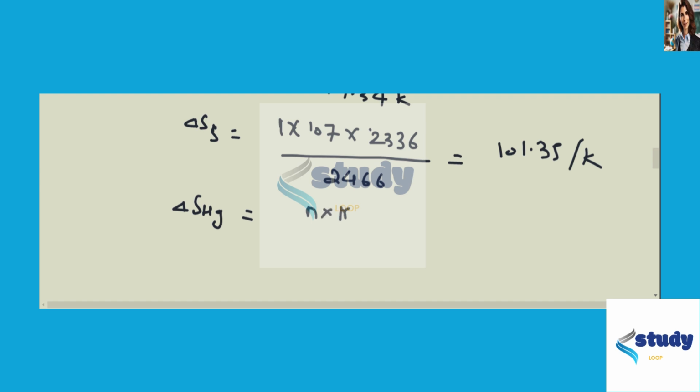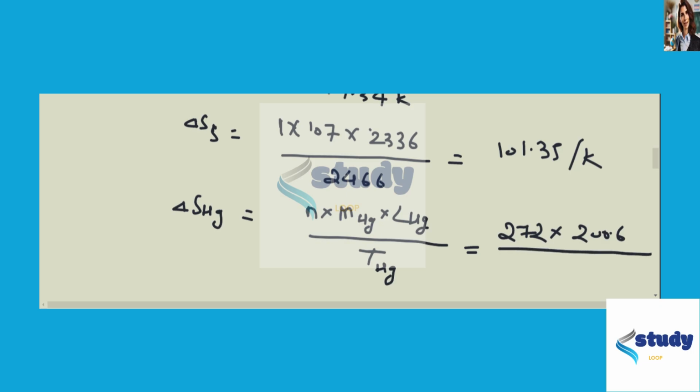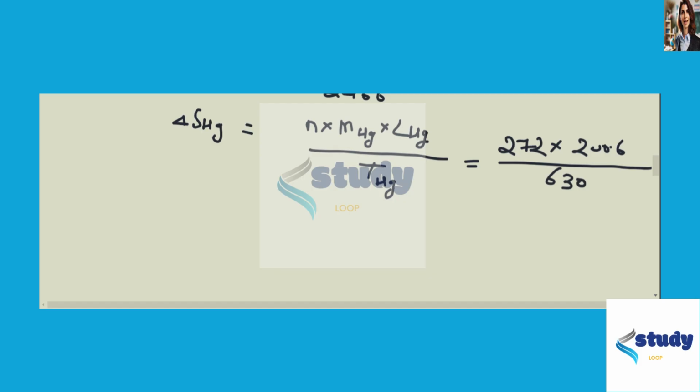Similarly, change in entropy of mercury, delta S of Hg, is equal to number of moles into molecular weight of Hg into latent heat of mercury upon boiling point of mercury, which is 200 into 272 upon 630. When we solve, we get 86.6 joule per Kelvin.